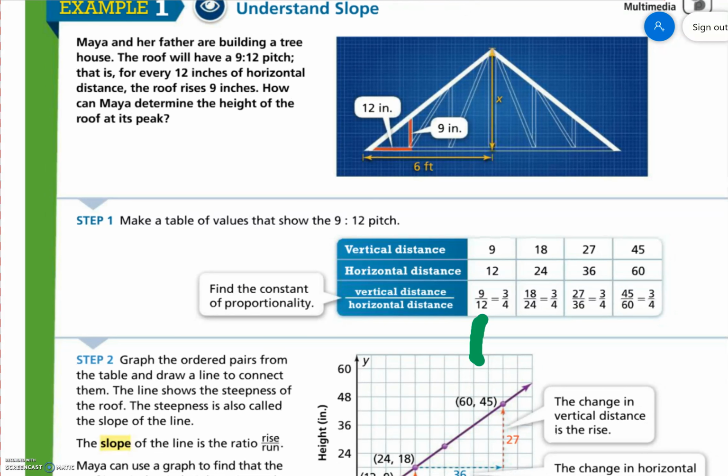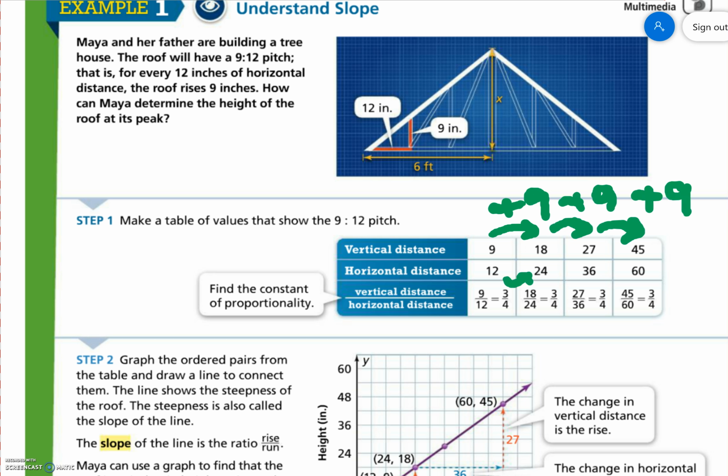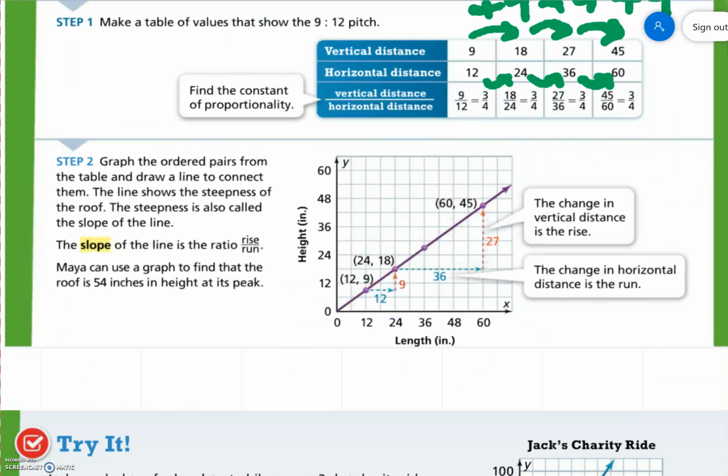So, if we look here, it says it goes 9 and then it adds 12. So we go up by 9 in the x value, add 9 each time. And in the y value, we add 12 each time. So if we look, the constant of proportionality when we divide still gives us 3/4 every time. So now we can graph the ordered pairs from the table, draw a line to connect them.